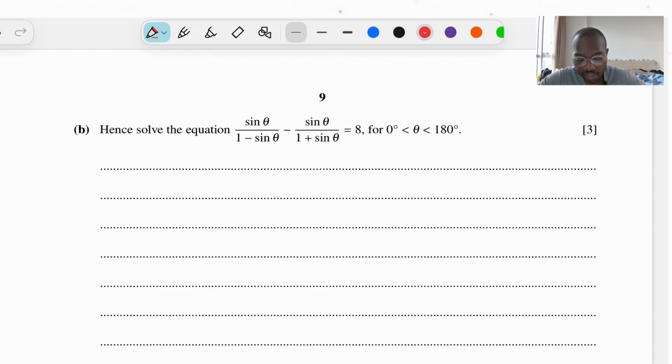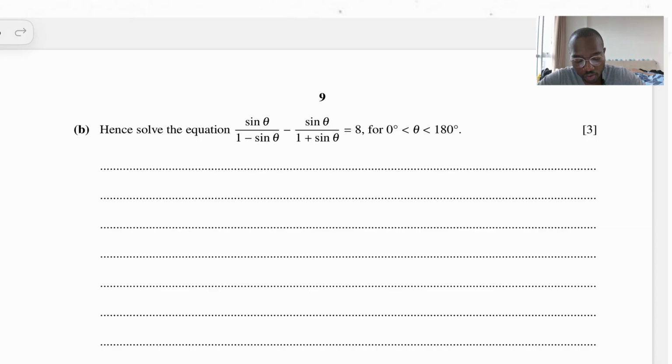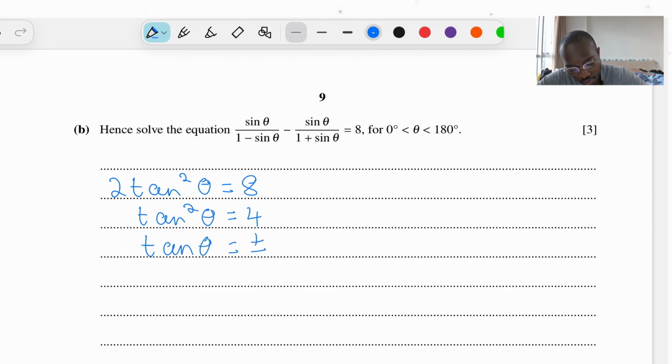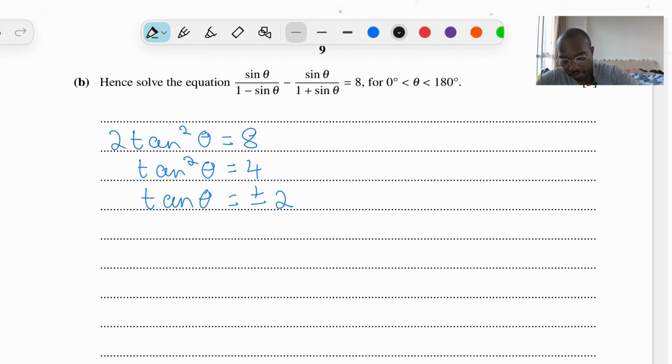And for part B, we now need to solve the equation for theta when it's equal to 8, between 0 and 180. So again, we know that this whole expression is equal to 2 tan squared theta. So therefore, 2 tan squared theta is equal to 8. So tan squared theta is equal to 4. Therefore, tan theta is equal to plus or minus 2. So as you can see here, we have a positive and a negative 2, which means that, let me just start drawing my CAST diagram now.